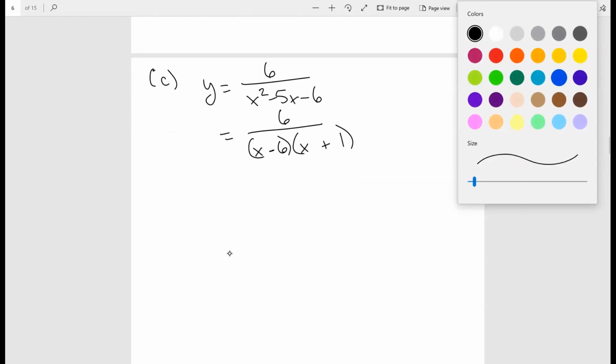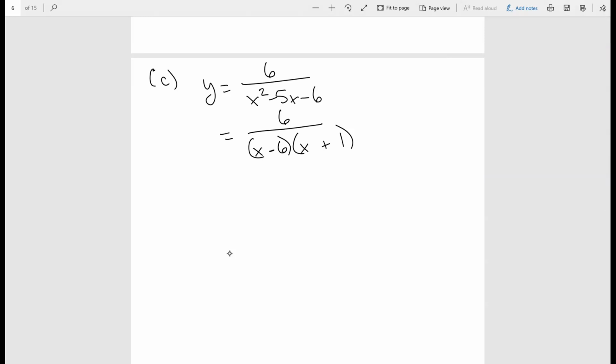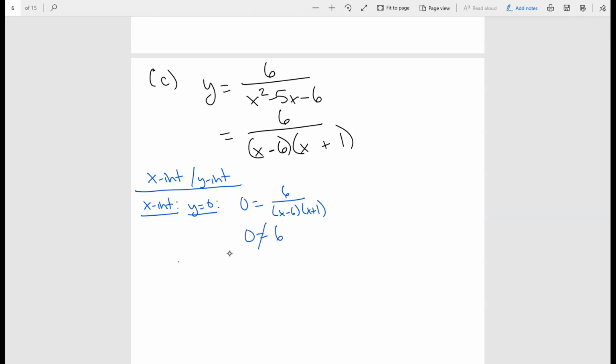Let's find the x-intercept and the y-intercept. So for the x-intercept, we're going to let y equal 0. So you're going to have 0 is equal to 6 over x minus 6, x plus 1. Notice that the bottom part is going to go to the other side, but you get 0 equals 6. That means that there's no x-intercept. That means that this guy is not going to cross the x-axis at all.